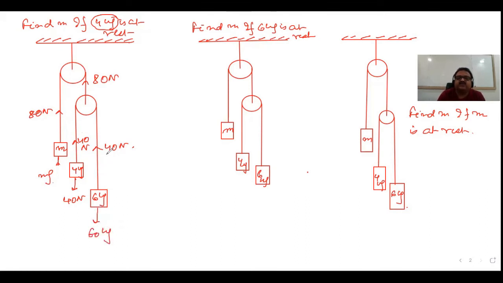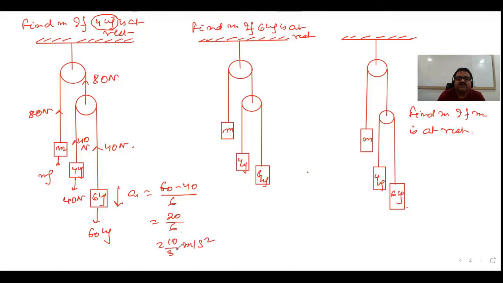So downward force is more than upward force, so its acceleration should be directed downward. And this is equal to A1, 60 minus 40 divided by 6. 60 minus 40, that is 20 by 6, which is equal to 10 by 3 meter per second square.